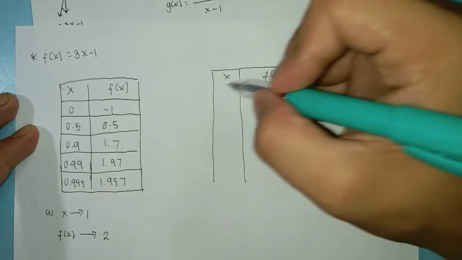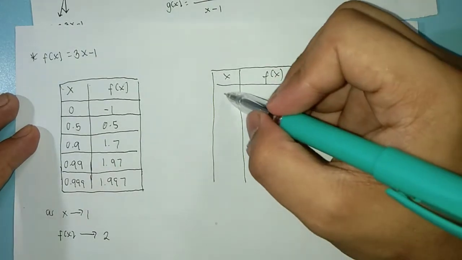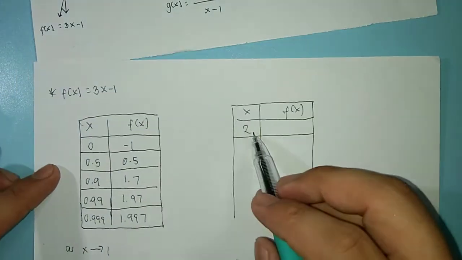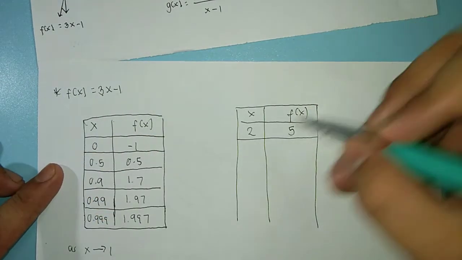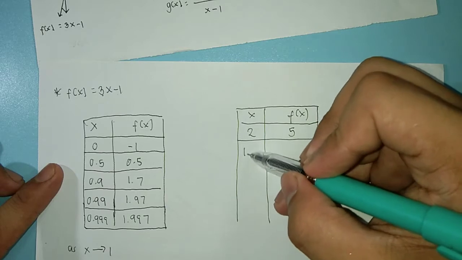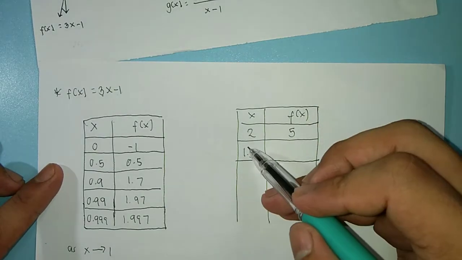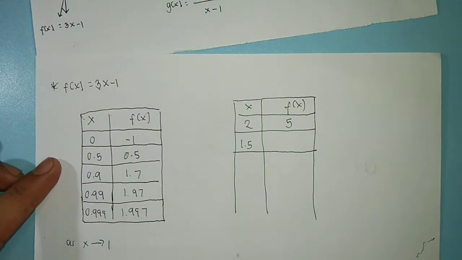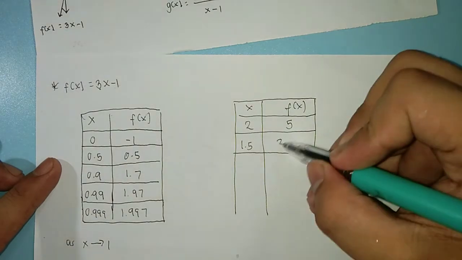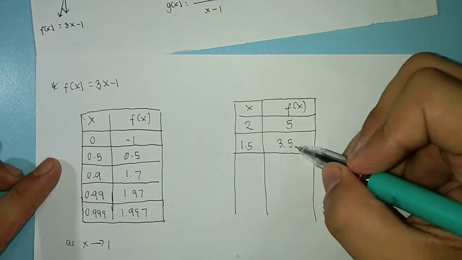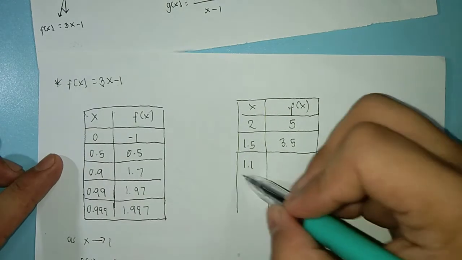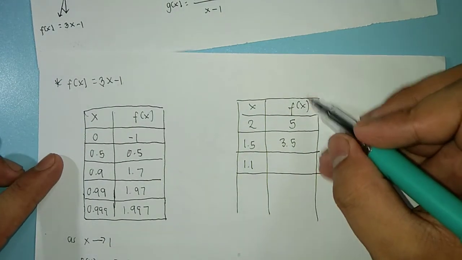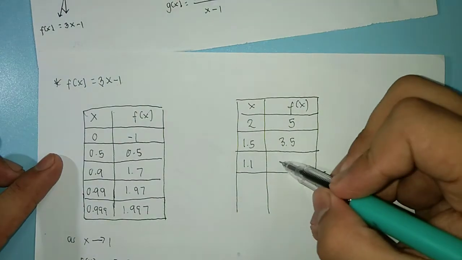Okay, so let's have the right side. Simulan natin sa 2. So, i-substitute natin 2 dito. 3 times 2, that is 6 minus 1, 5. I-approach natin to sa 1. We have 1.5. I-substitute natin dito. 3 times 1.5 minus 1, that will be 3.5. So, bumaba yung value ng f of x. So, i-approach pa natin. Let's have 1.1. Then, yung magiging value ng f of x, pag sinubstitute dito, magiging 2.3.